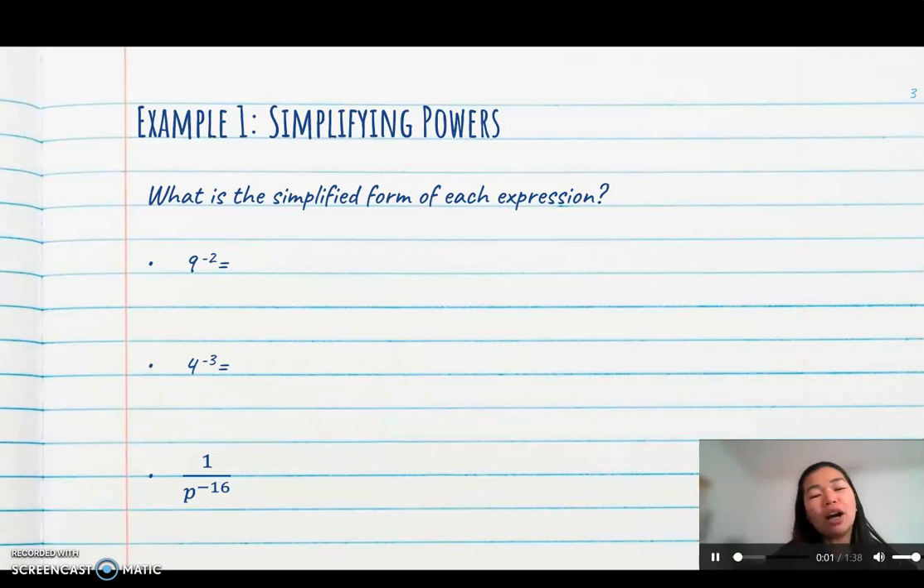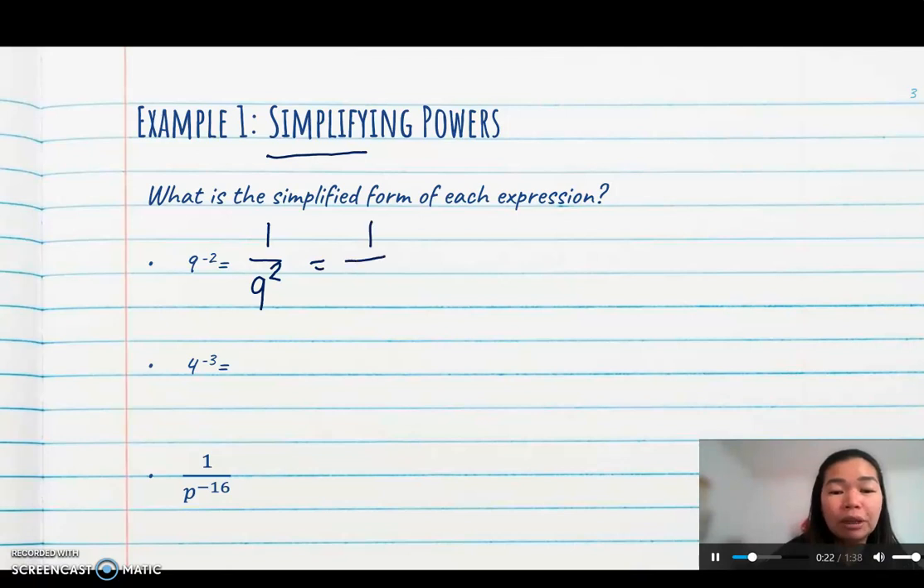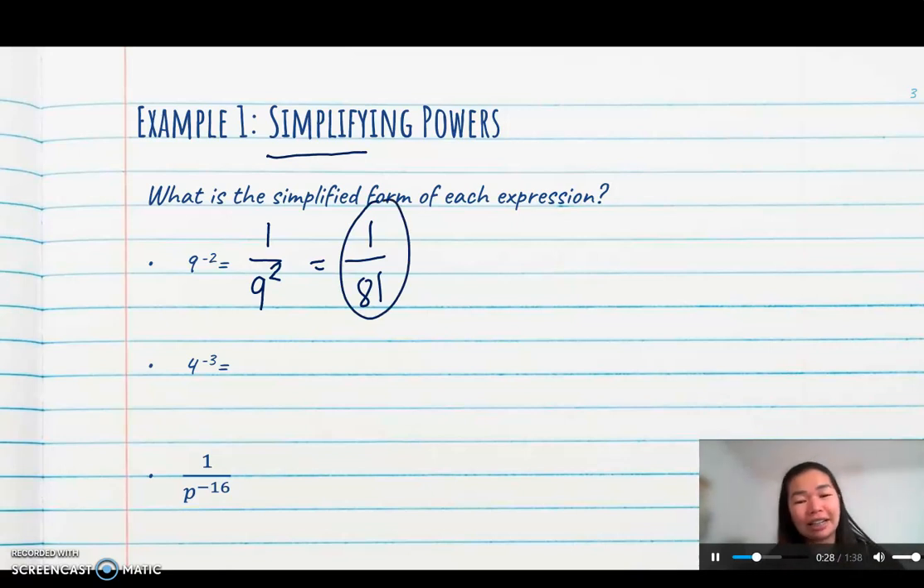In this problem, you are simplifying powers. What is the simplified form of each expression? Let's start with the first example, 9 raised to the power of negative 2. Since it is raised to a negative power, we are going to write it as 1 over 9 raised to the power of 2. It is now a positive exponent, but since we need to simplify, we are going to multiply 9 two times. So 9 times 9 is 81. And this is our final answer.